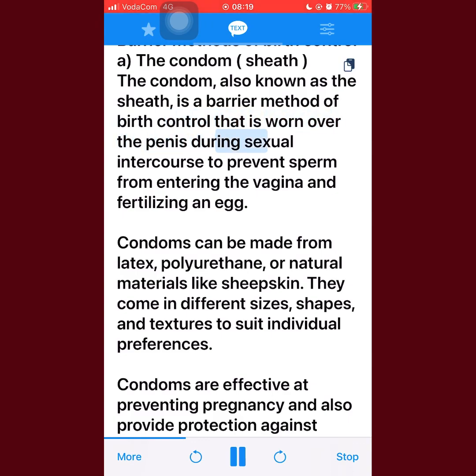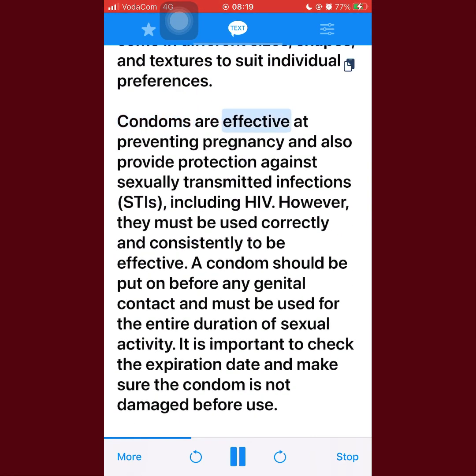over the penis during sexual intercourse to prevent sperm from entering the vagina and fertilizing an egg. Condoms can be made from latex, polyurethane, or natural materials like sheepskin. They come in different sizes, shapes, and textures to suit individual preferences. Condoms are effective at preventing pregnancy and also provide protection against sexually transmitted infections (STIs), including HIV. However, they must be used correctly and consistently to be effective.